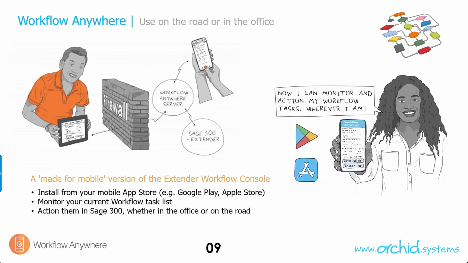Product number 9 is Workflow Anywhere, which is our mobile app for workflow approval. So it is the mobile version of the extended workflow console. You can install it from the mobile app, and you can monitor your current workflow task list and action them in Sage 300, whether in the office or on the road. And watch this space for future improvements to the mobile app for extended workflow.